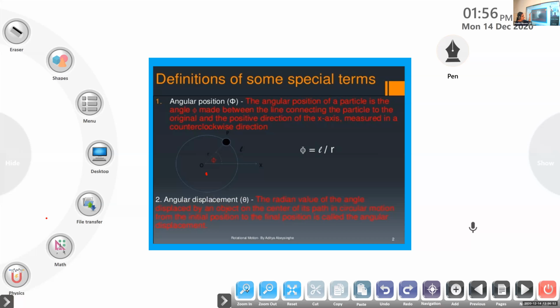First, position, just to give the special terms related to rotational motion. This is the same thing we have learned, so you don't have to go over it again. First, angular position.